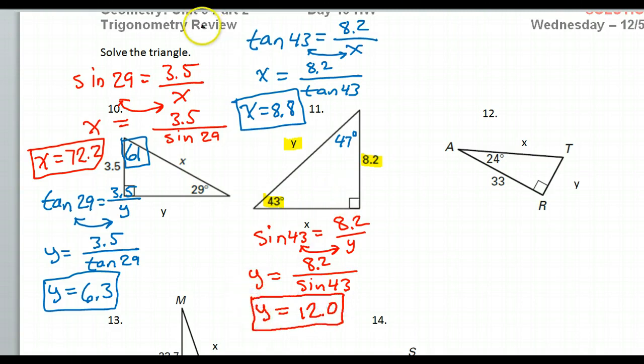All right, that's it for number 11. Let's move on to number 12.